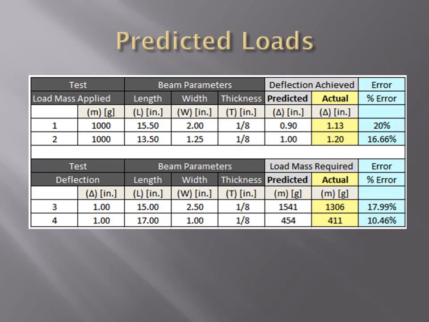The second table shows when achieving a deflection of 1 inch with given beam dimensions, the predicted mass from the program is compared to the actual acquired mass from testing. Once again, the light blue column shows the percent error of the tests. Notice the highest percent error is 20%.